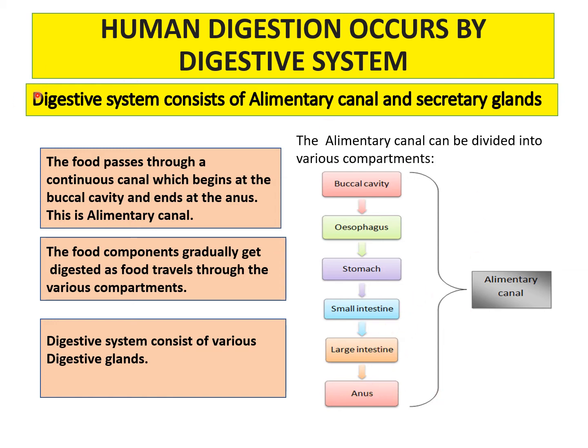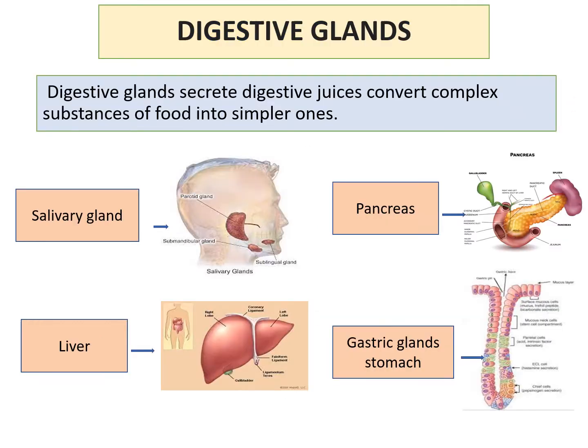Apart from this, the digestive system consists of various secretory glands. What are they? The salivary gland, pancreas, liver, gastric glands, and the glands of the intestine. What do these do? These glands secrete digestive juices which convert the complex substances of the food into simpler ones. So these are a very important part of the digestive system.